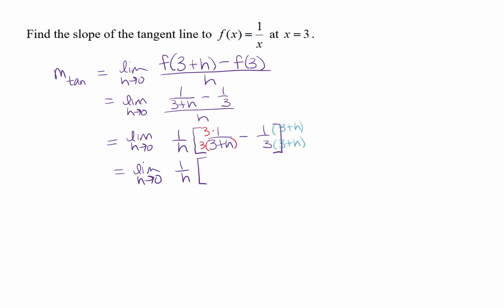Alright, so when I do that, I can combine this into a single fraction. So the 3 times 1 is 3, minus the 1, I'm going to write a 1 there, times the quantity 3 plus h, all over 3 times 3 plus h. And I can simplify what I have on the numerator a little bit more. If I distribute through that minus sign, make that plus a negative and distribute that through, I will have 3 minus h over 3 times 3 plus h.